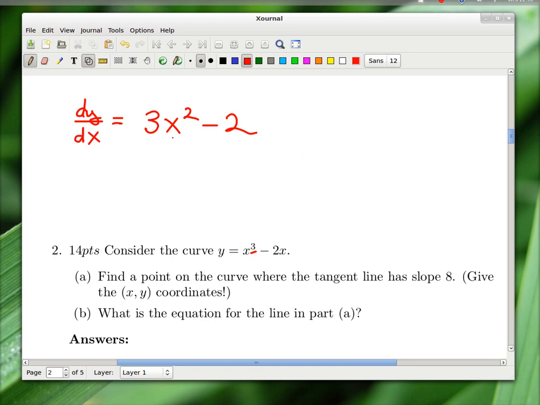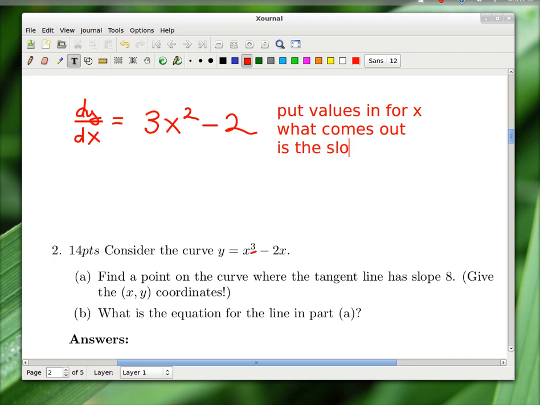So what does this thing do for me? Remember how this works. Maybe I should just type, because my handwriting is so bad. If you put values in for x, what comes out is the slope of the tangent line to y equals x cubed minus x squared. Maybe I should start drawing again here. The slope of the tangent line to this curve. Okay, that's supposed to be a curve, even though it's an equation. See how it relates y and x. So what comes out is the slope of the tangent line to that curve at x.